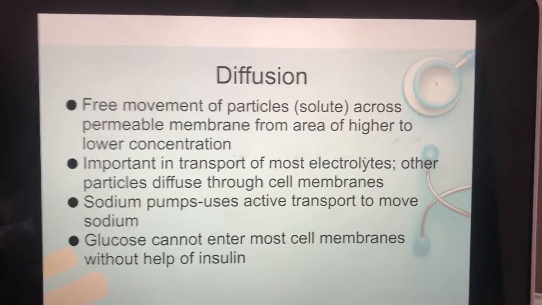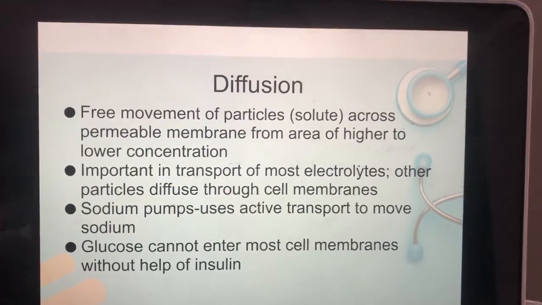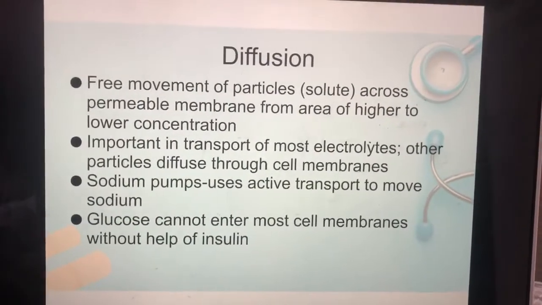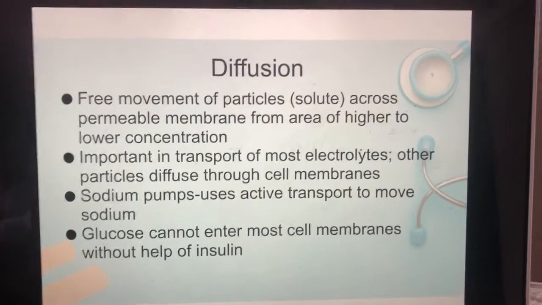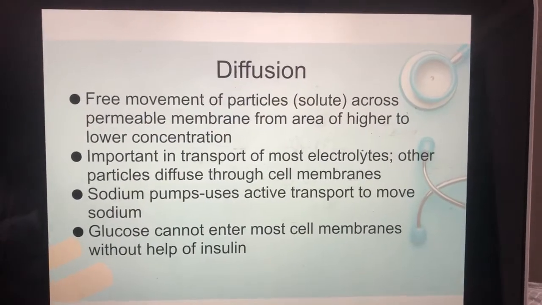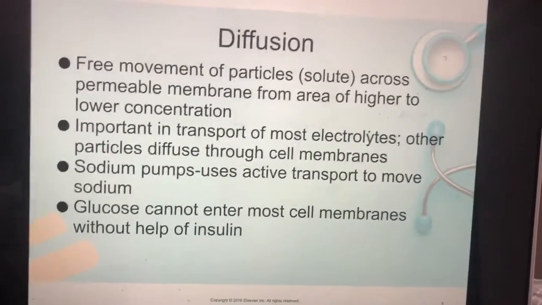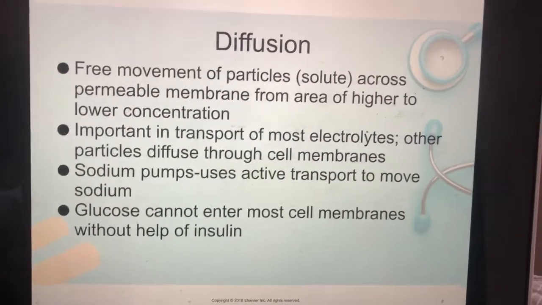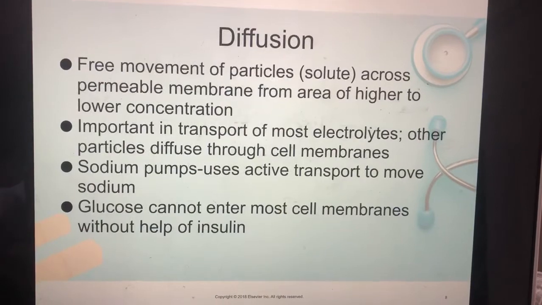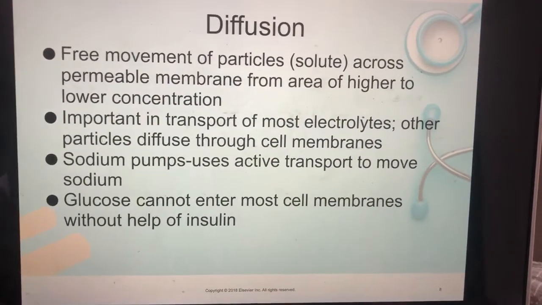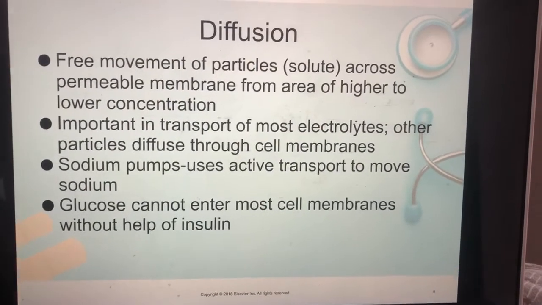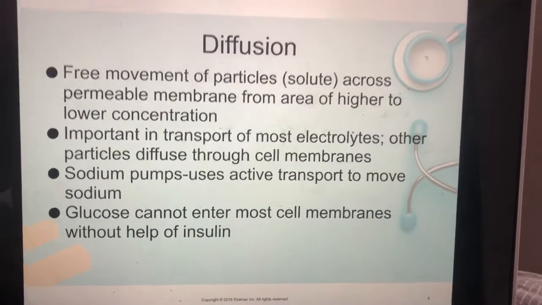So our body uses sodium pumps sometimes, which is a way of using active transport to move sodium. We have sodium-potassium pumps, and these are just pumps that are on the plasma membrane that can help in the diffusion of fluid. And then glucose, for instance, which cannot enter most cell membranes without the help of insulin. So some parts of the body require other things like pumps or insulin to move certain fluids or electrolytes.